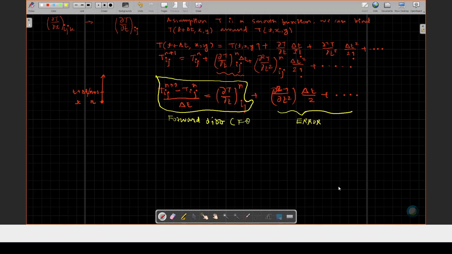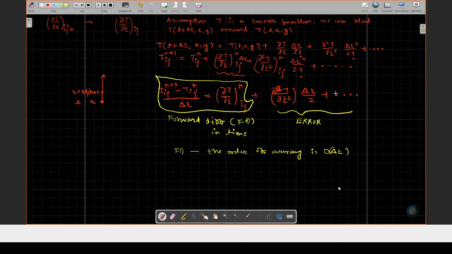So FD in time. You can get BD in time and CD in time, that is, backward difference in time and central difference in time, and you can obtain the order of accuracy. For this forward difference case, the order of accuracy is order delta t.